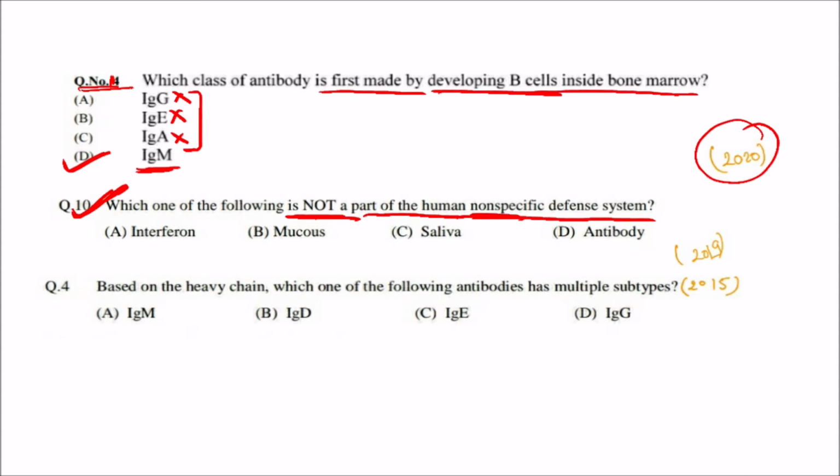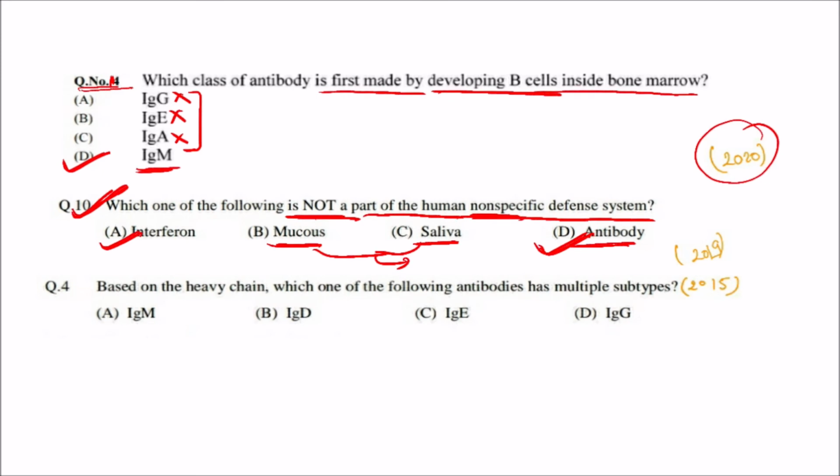If we talk about interferons, they are non-specific. Whenever interferons are generated, they are not generated against any specific antigen. Also mucus is present in our external secretion. Saliva is also present in our external secretion, so they are also non-specific. But the antibody is specific, so it is not a part of the human non-specific defense system. Antibodies are always generated very specifically toward an antigen.